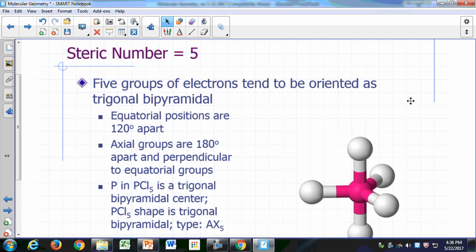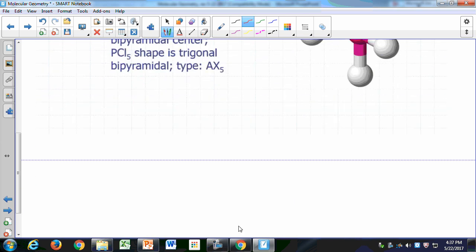Let's now take a look at a molecule where the central atom has 5 groups of electrons sticking out of it. So the steric number is 5. An example of this would be PCl5. If you were to draw the Lewis structure of PCl5, you'd do something like this.